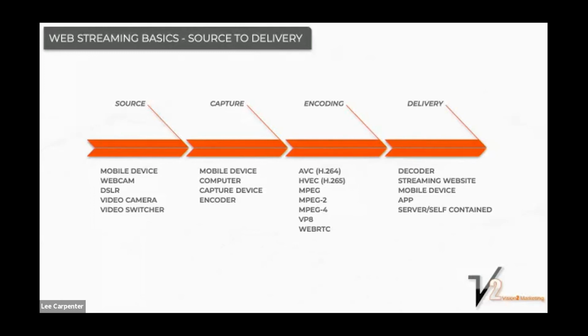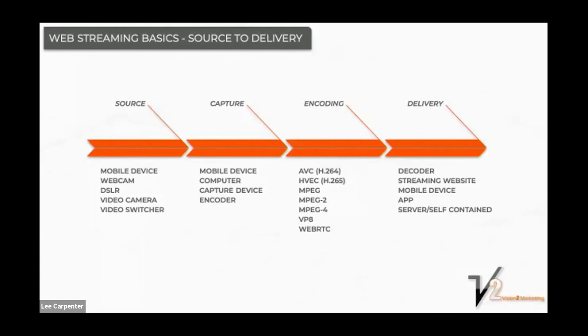Streaming websites, YouTube, Facebook, Twitch, all these that we'll talk about. Mobile devices, as mentioned, those can also be a decoder because they can receive video in certain apps. And then also servers and self-contained, which means that there's an ability for server platforms, typically used on websites by bands and things like that, who want to put up a paywall in order to have private viewing and charge people for that experience to come to their website. That's what I mean by server and self-contained.